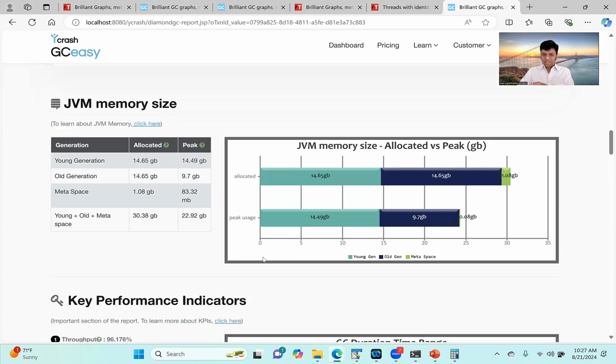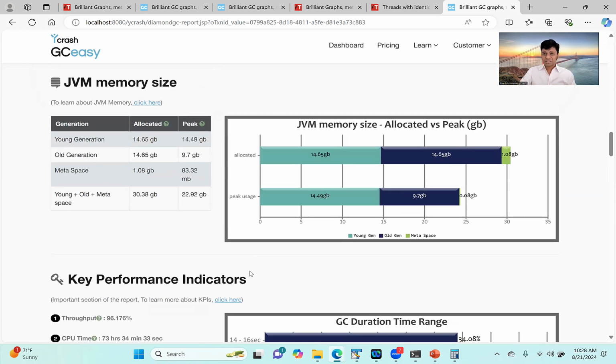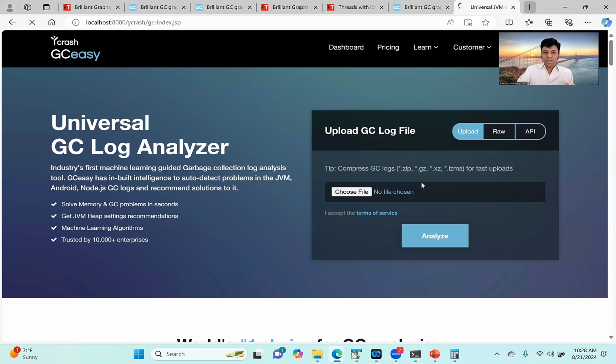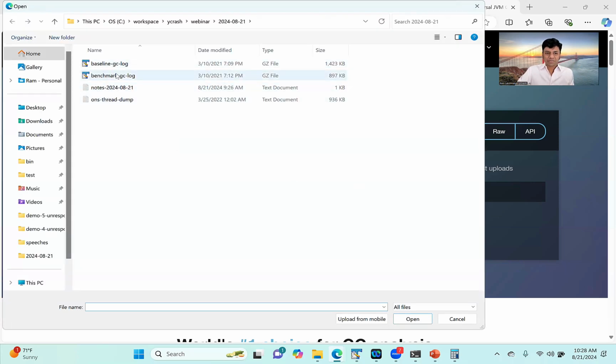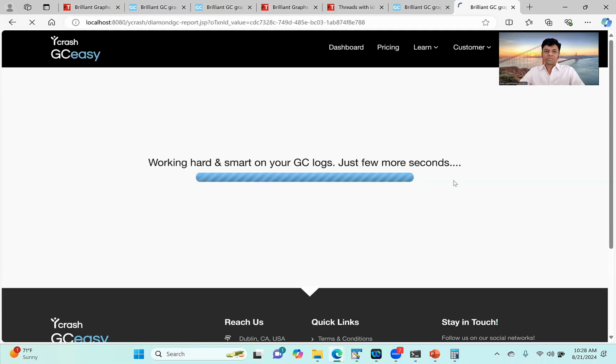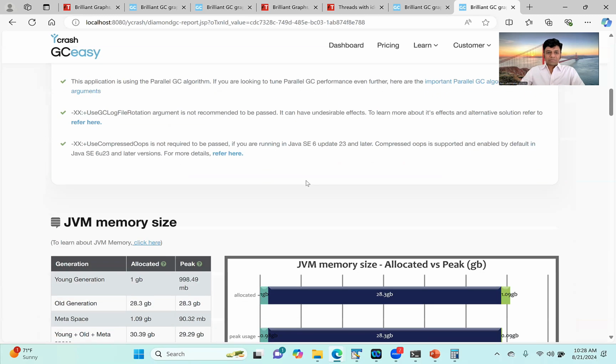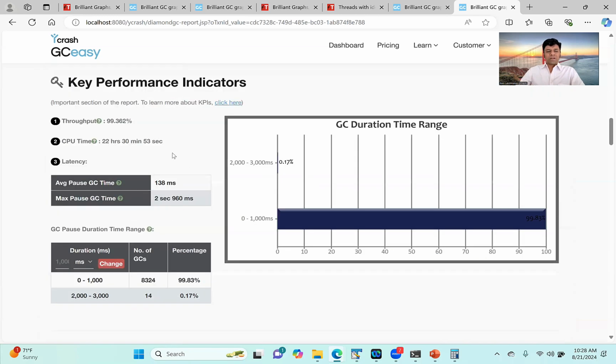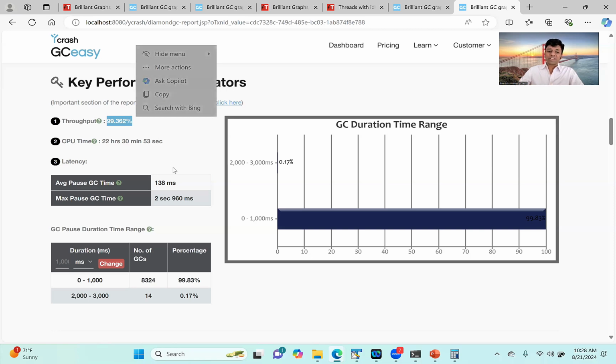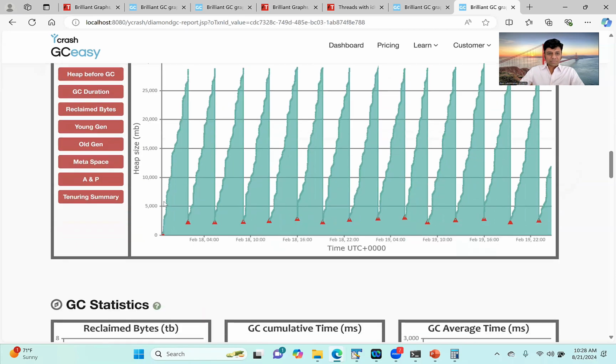Based on the recommendation, they reduced their young generation size. Once they reduced the young generation size, let's look at how the GC behavior was. Now I'm going to upload the GC log after they reduced the young generation size, a minor GC setting change. So now I'm uploading that GC log file. Okay, so now I uploaded. Now, boom, look at this. What happened to my throughput? It went to 99.36%.